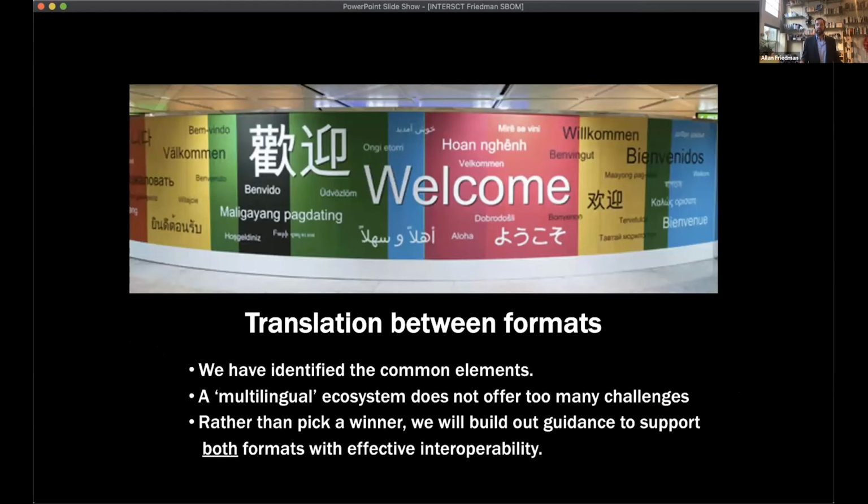So our vision wasn't to say this should be the winner, right? That's not the government's job, to pick a winner or a loser in a standards discussion. Instead, we wanted to focus on radical ecumenicism. We wanted to make sure that we could easily translate between them and build out guidance to support all 3 formats that we're talking about.